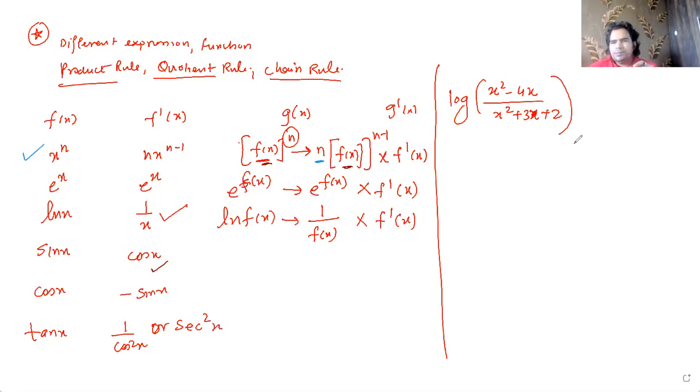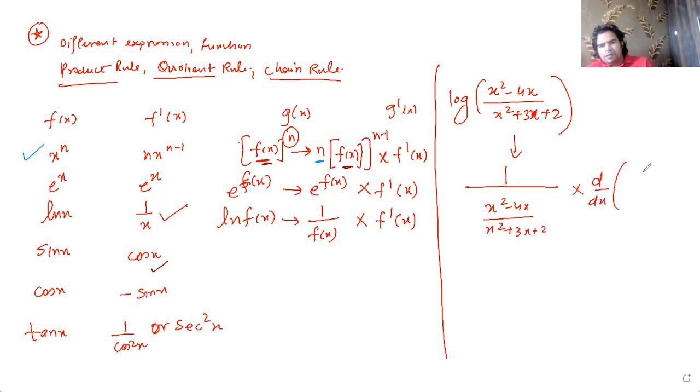Now, when you do this question without log properties, 1 over f(x) will be 1 over (x squared minus 4x) over (x squared plus 3x plus 2), and then into the derivative of (x squared minus 4x) upon (x squared plus 3x plus 2), which you'll have to do by the quotient rule.